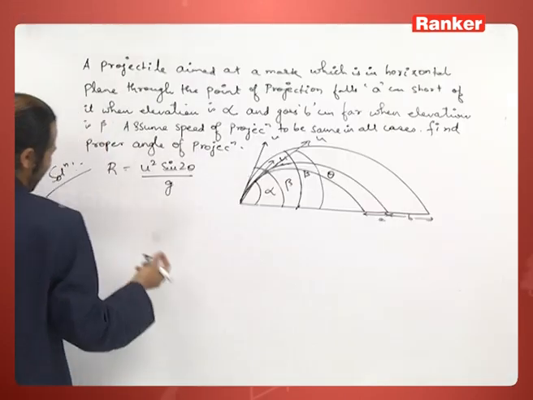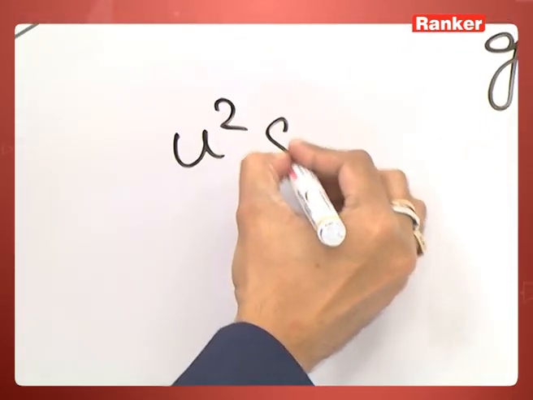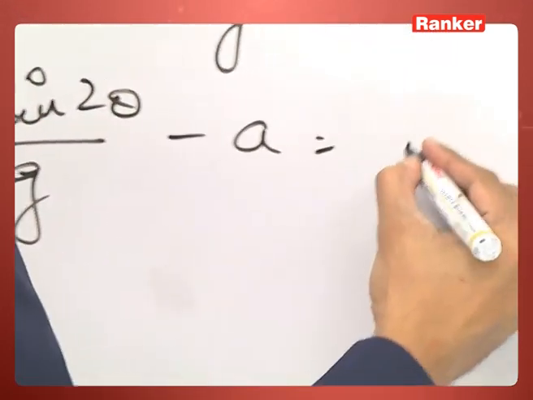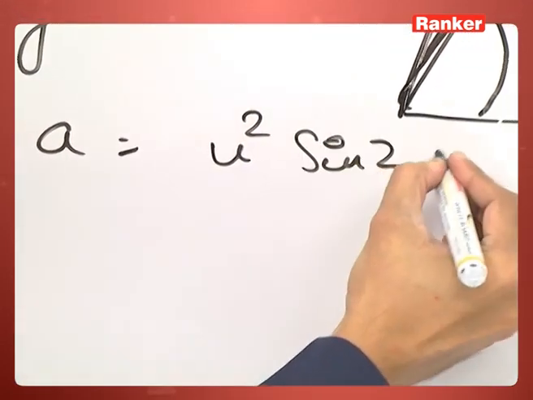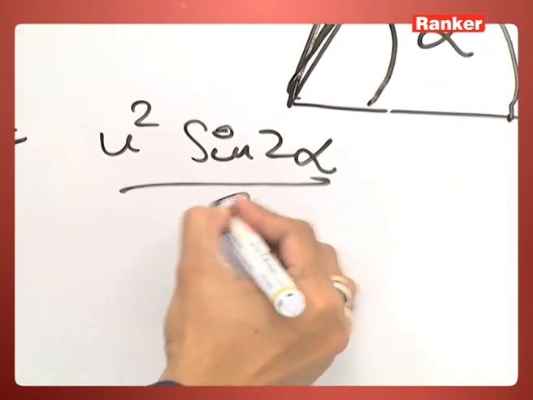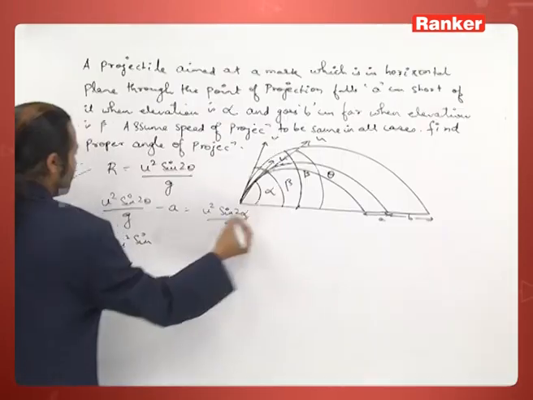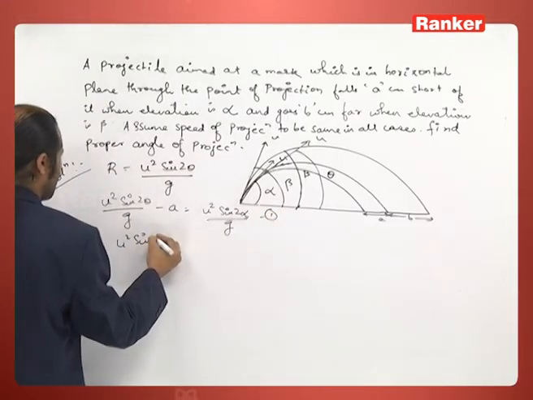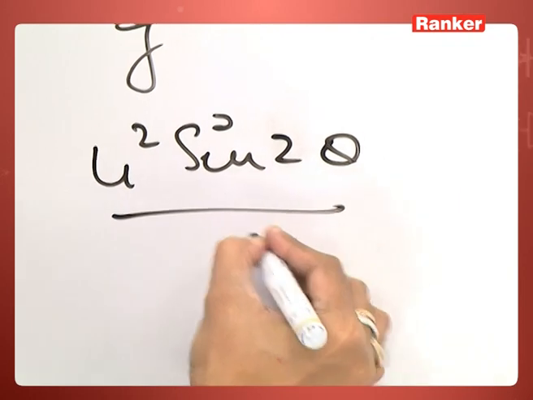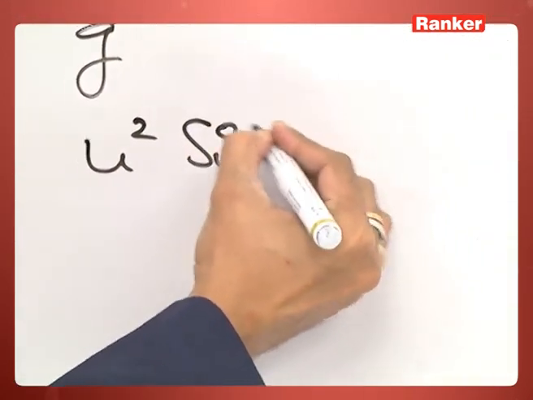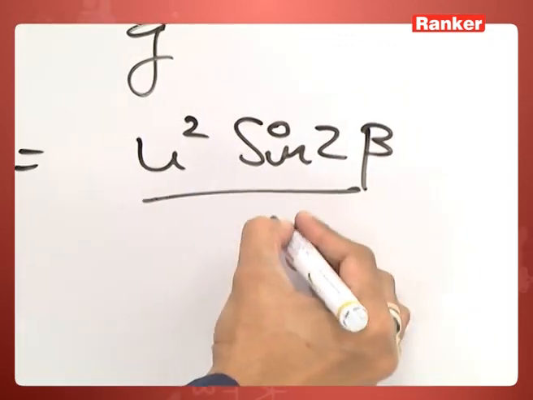Now it falls a centimeter short, so u square sine 2 theta by g minus a is equal to u square sine 2 alpha divided by g. Let this be equation 1. It falls b centimeter more, so u square sine 2 theta by g plus b is equal to u square sine 2 beta divided by g. Equation 2.